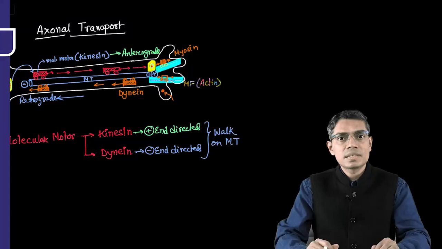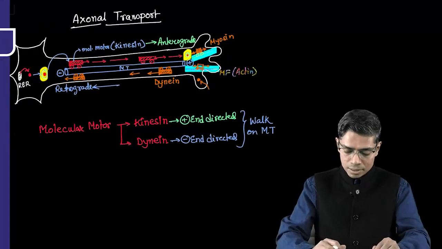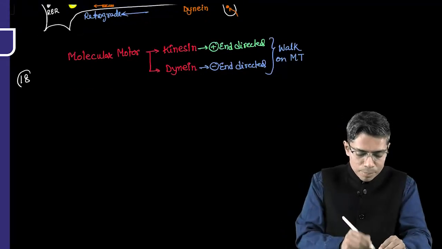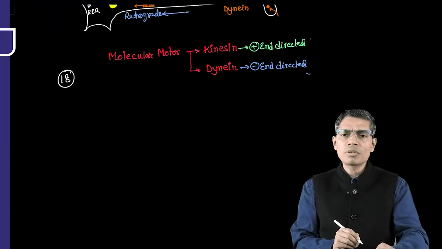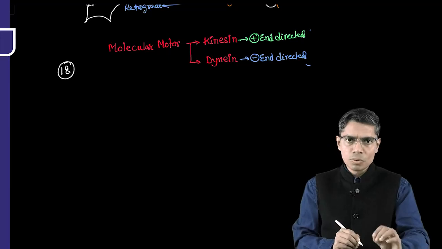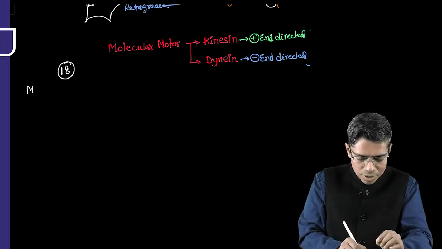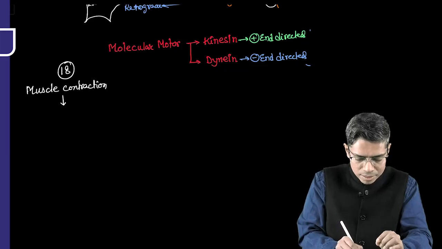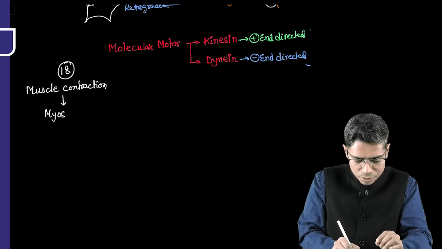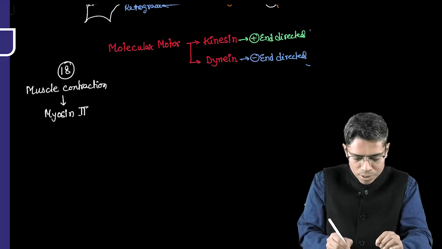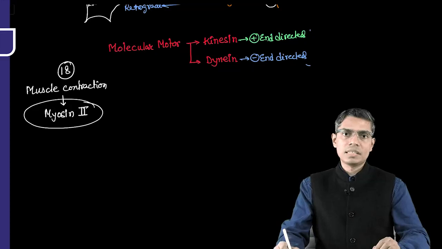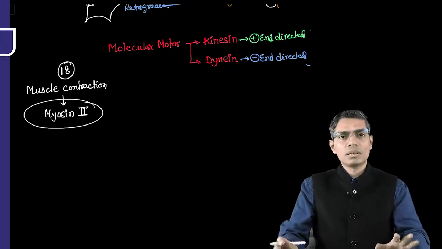But obviously there is a different sub-variety of myosin. What do you mean by that? Till date, there are 18 different sub-varieties of myosin that have been discovered. We do not know the function of all of these varieties, but we know that muscle contraction is based on myosin type 2. So please note down, myosin type 2 is responsible for muscle contraction. Any kind of muscle contraction, skeletal muscle, cardiac muscle, smooth muscle, all myosin type 2.